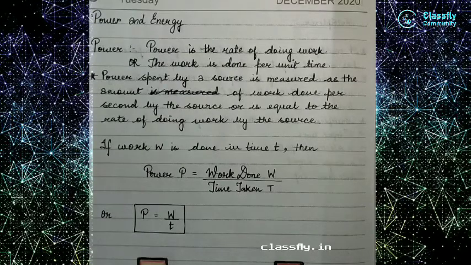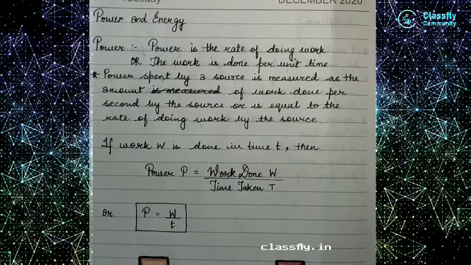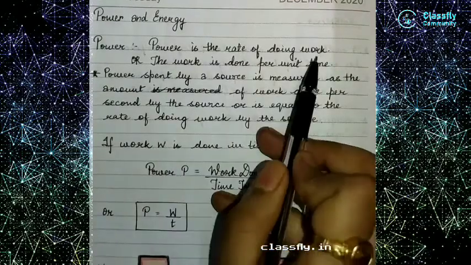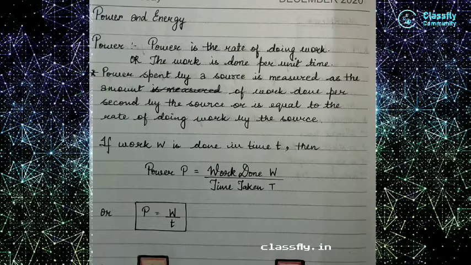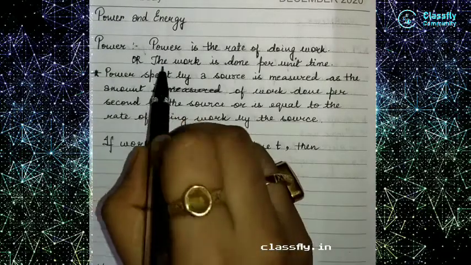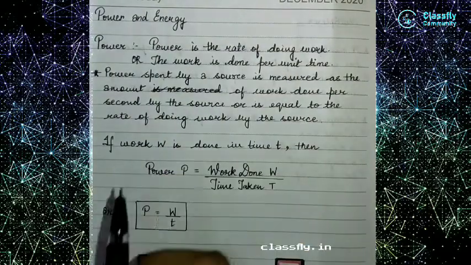So the first question, whenever we see the topic, is: what is power? Power is the rate of doing work. That means the work done by a person or a machine. It also measures the time taken to complete the work. Or in other words, you can say the work is done per unit time.